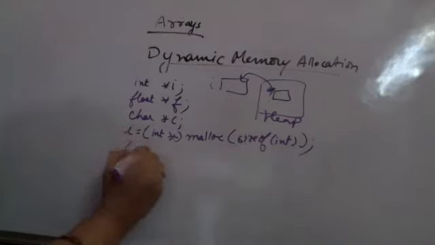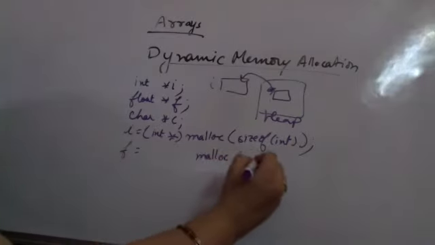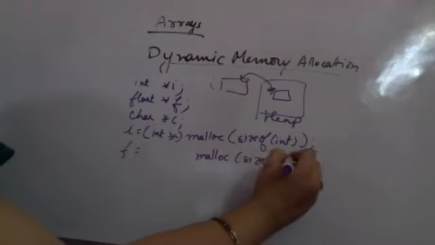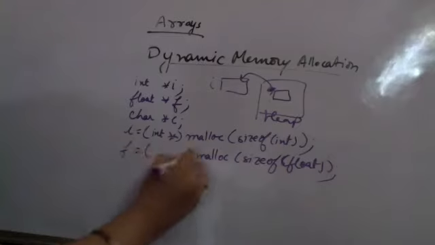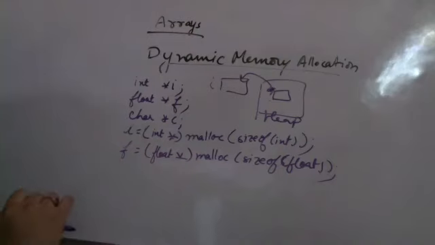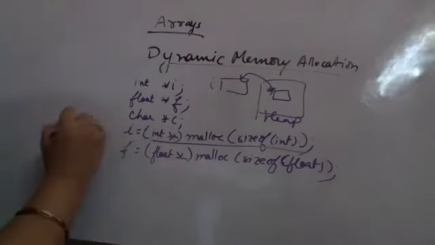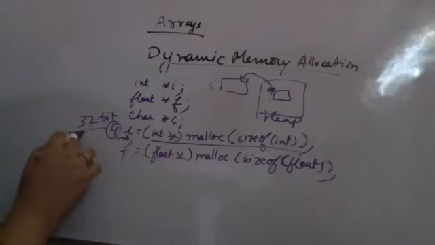Similarly, F is equal to memory allocate, कितनी memory? So you calculate the size of the data type, which is a float, and you typecast it into a float pointer before assigning it to the pointer. First case mein, if it is a 32-bit compiler, then 4 bytes will be allocated to I. If it is again a 32-bit compiler, 8 bytes will be allocated to F.